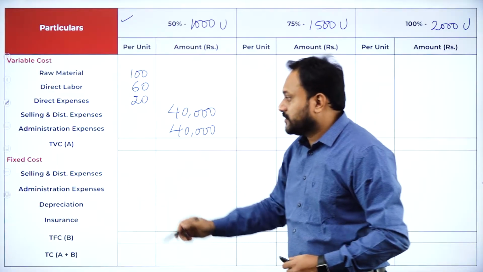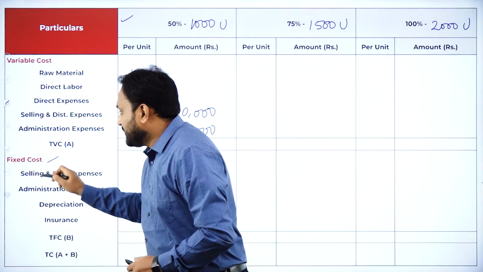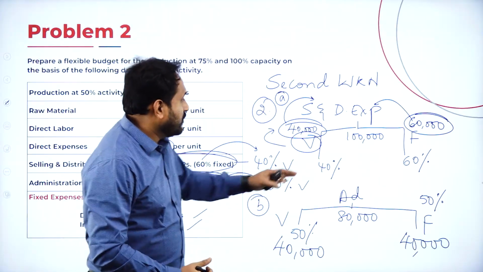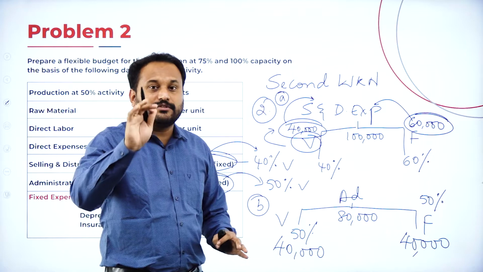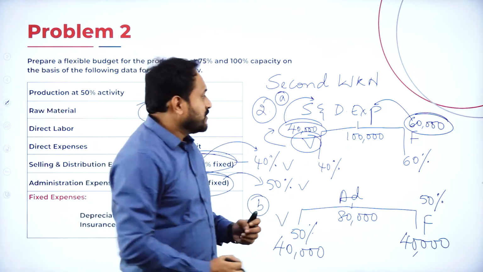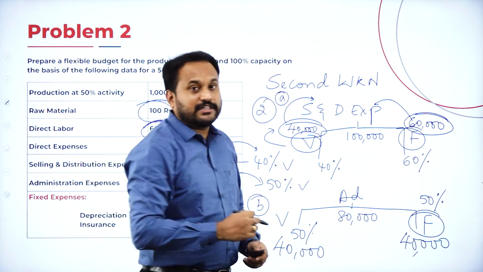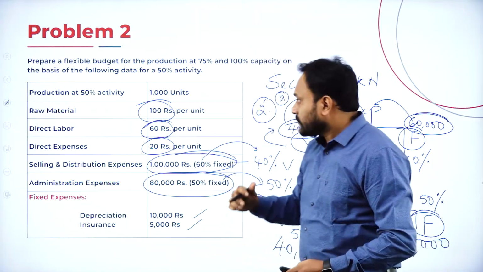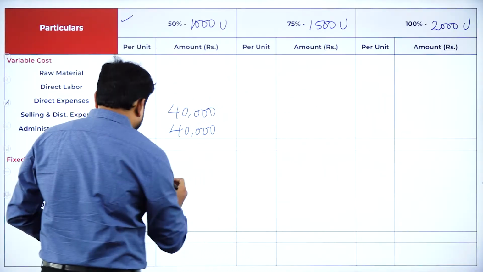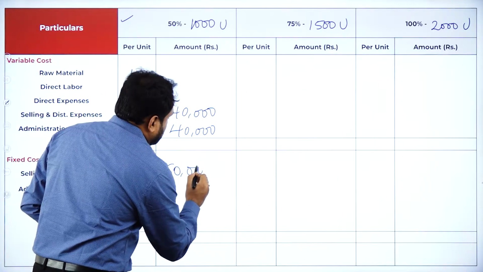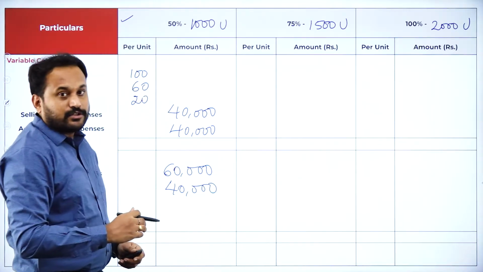Let's go with the next one also. Selling and distribution expenses and administration expenses, when it comes to fixed cost, how much is it? We have calculated that as 60,000 and 40,000. If you have any doubt here, students, you need to pause, go back and check. So 60,000 and 40,000 is for semi-fixed cost. So when we go with this, here we will write 60,000 and here we will write 40,000. So is it easy?